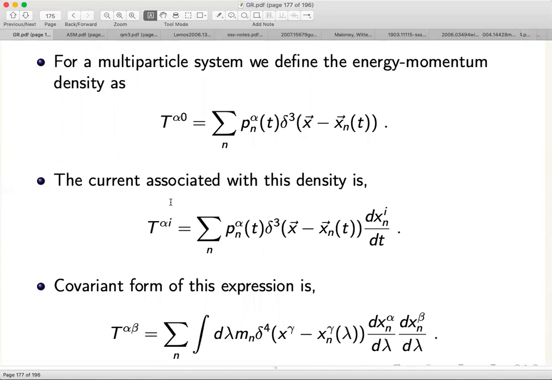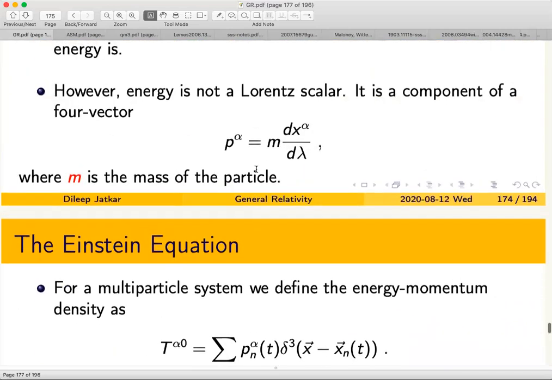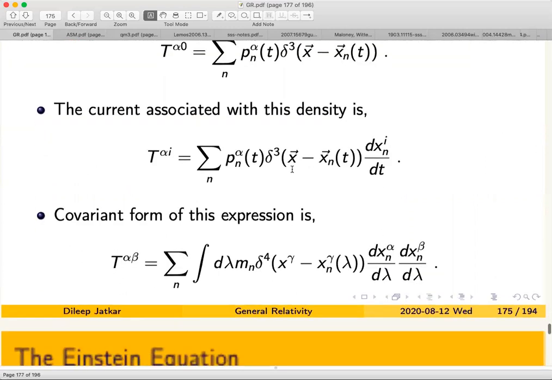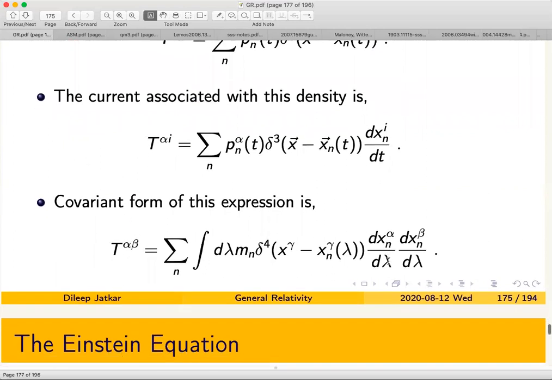So we can generalize this and write down a covariant expression for this, and the covariant expression would be something like T alpha beta, which is equal to, you write down the momentum P alpha in this particular form as m times dx alpha by d lambda, to write down this entire expression as m times dx alpha by d lambda times dx beta by d lambda. Okay, so all these pieces can be put together to write down this entire expression.